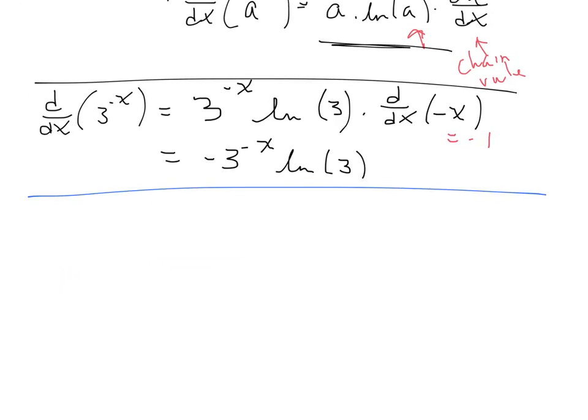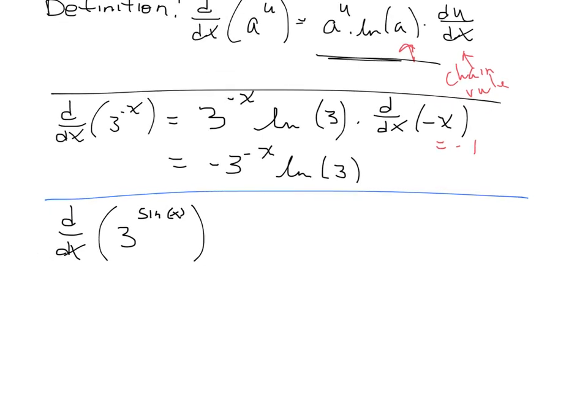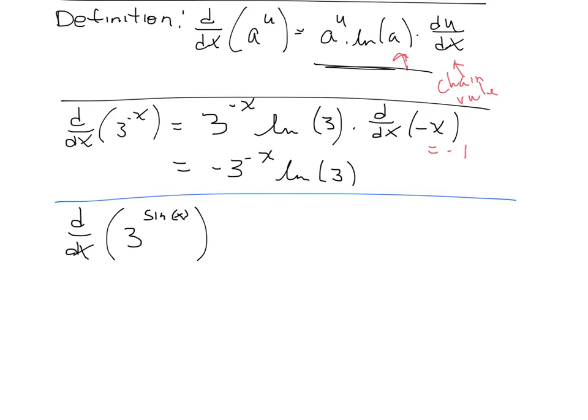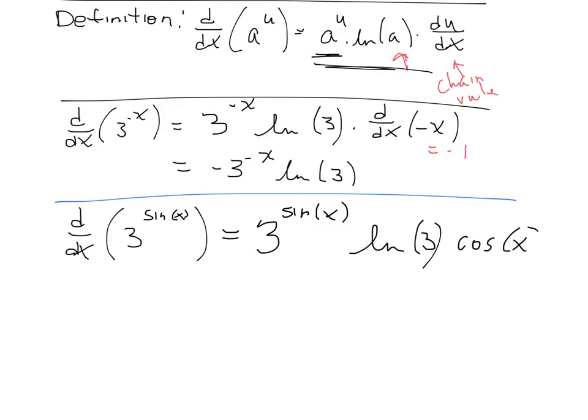If I had something like 3 to the sine of x, make it where you can still see the formula, I just rewrite that again as 3 to the sine of x, that's that piece. Then I do ln of my base, and then I take the derivative of sine of x, which is cosine of x. So that's that derivative.